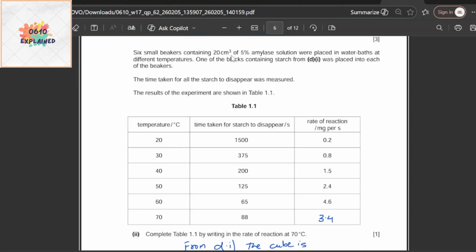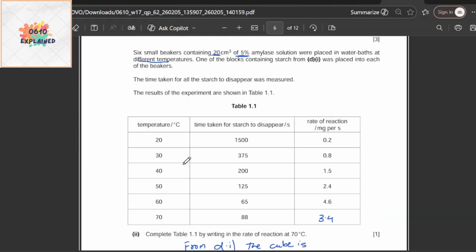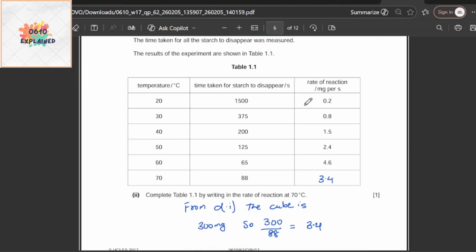6 small beakers containing 20 cm cube of 5% amylase solution were placed in a water bath at different temperatures. One of the blocks containing starch from D1 was placed into each of the beakers. So what was D1? This is a very important point to remember: read the question thoroughly. If you do not read the D1, you will have no idea where the further calculation is coming from. The block was placed in the beaker and the time taken for each of the starch blocks to disappear was measured.